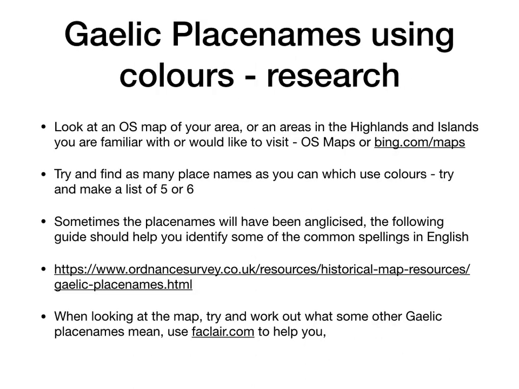And that's really the main part of this little course: get yourself an OS map if you live in or find any of the Highlands and Islands you're familiar with or would like to visit. And try and find as many place names as you can which use colours. Sometimes the place names will have been anglicised, and the following guide, you'll see it there, is the Ordnance Survey. The Ordnance Survey is an excellent resource for helping people research Gaelic names, and will usually give the common anglicisations, which usually have obscured the meaning from the original Gaelic. If you want, you'll find out what other Gaelic place names mean. You can use a resource to help you. But just get a list, try and work out what they are. It's a great way to pick up vocabulary and explore Gaelic's relevance to you as somebody who's a learner.